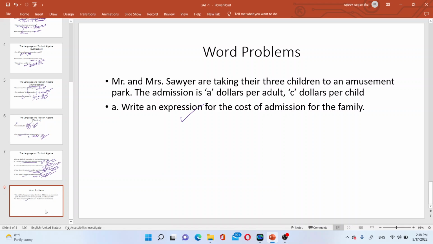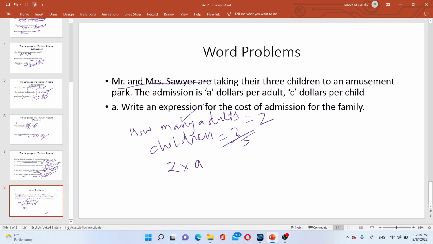Okay. So first you see how many adults. How many adults? 2, that is Mr. and Mrs. Sayer. And children is equal to 3. Total family is 5. 2 plus 3 is 5. Now, the admission is $A per adult. So for 2 adults, you have to multiply 2 multiplied by A.